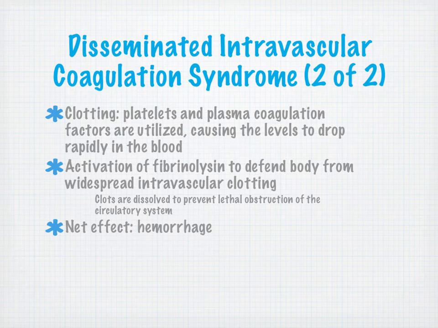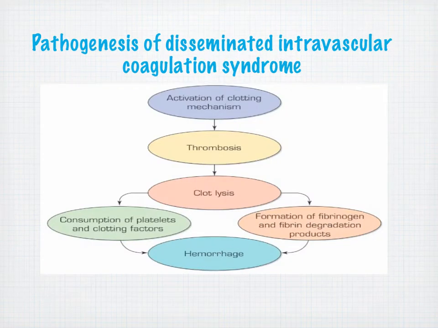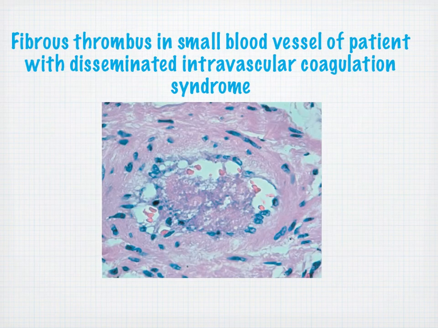So you got one process saying clot, clot, clot, and you got one process saying no, no, no, don't clot. But the net effect is hemorrhage, mostly because we've used up our clotting factors at this point. So the pathogenesis of disseminated intravascular coagulation syndrome, here's a nice little cartoon: activation of clotting mechanism, thrombosis, clot lysis, consumption of the platelets and clotting factors, or formation of fibrinogen and fibrin degradation products, and what ends up is a hemorrhage. And you can have acute or chronic.